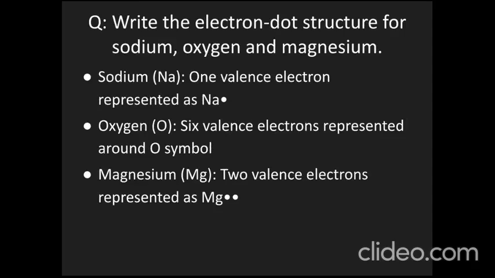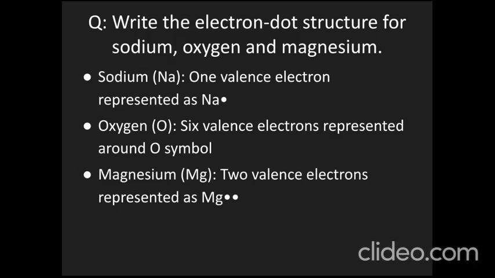Let's move to question number 2. Draw or write the electron dot structure for sodium, oxygen, and magnesium. When we talk about sodium, we know that its atomic number is 11. And when we write its electronic configuration, it goes 2, comma 8, comma 1. So in the last shell, we'll be having only one electron. So we'll place one dot along with the symbol of sodium, that is Na. So here you can see Na with one dot.